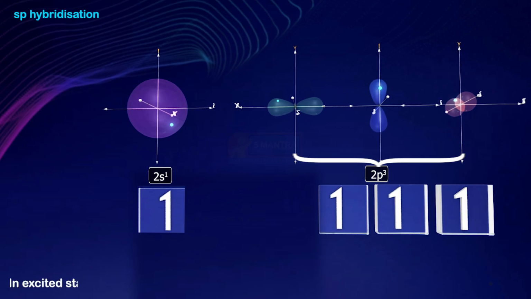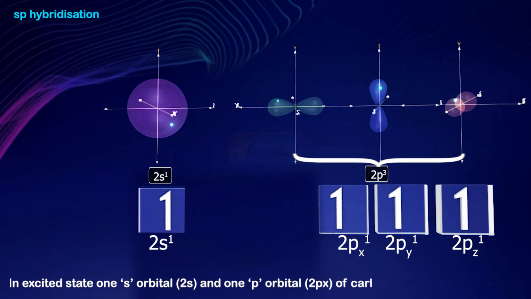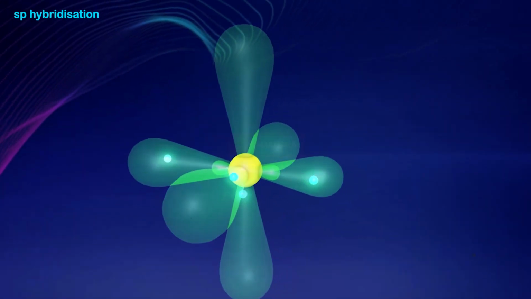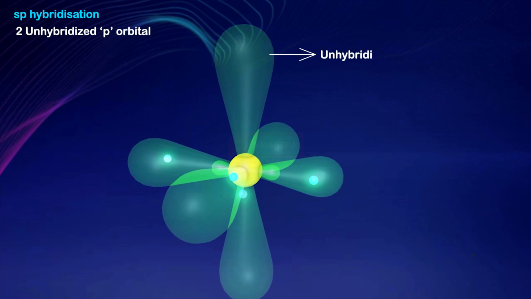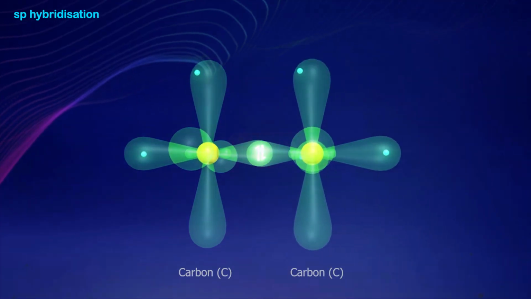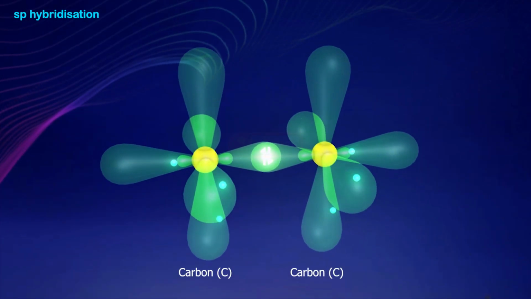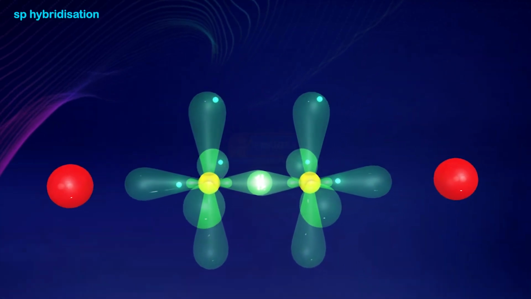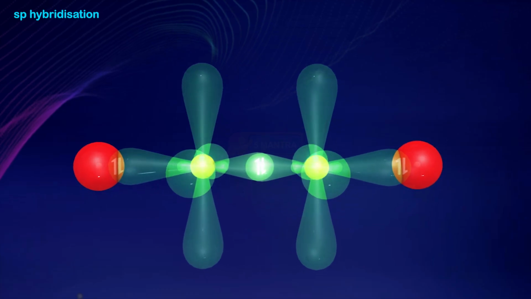In the excited state, one s orbital, which is 2s, and one p orbital, which is 2px, of carbon intermix and reshuffle to form two identical sp hybrid orbitals with two unhybridized p orbitals, which are 2py and 2pz. In the formation of the ethyne molecule, one sp orbital of a carbon overlaps with the sp orbital of the other carbon and gives an sp-sp sigma bond.